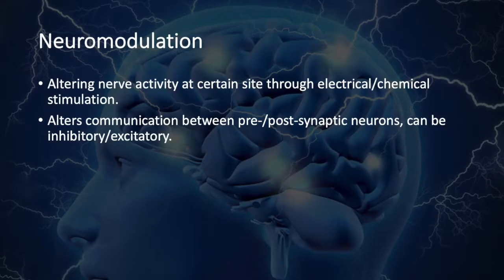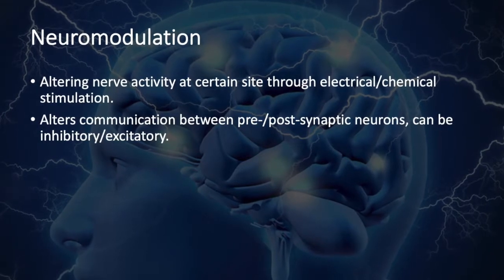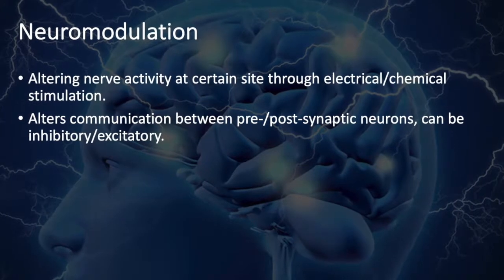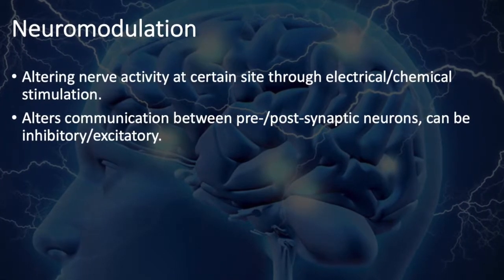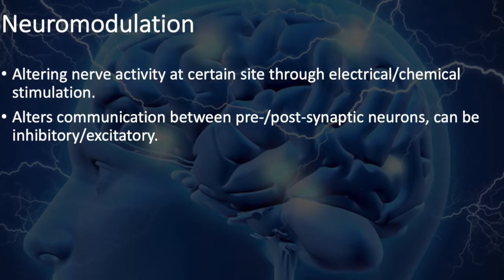To begin with, neuromodulation is the altering of nerve activity at certain sites through electrical or chemical stimulation. It alters communication between pre- and post-synaptic neurons, and they can either be inhibitory or excitatory.